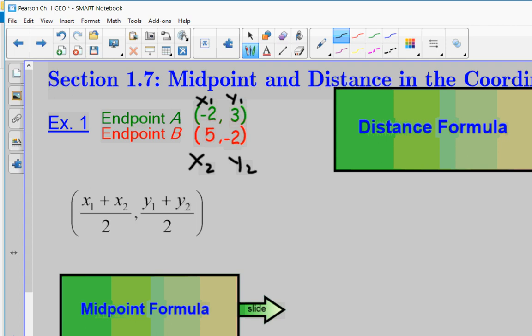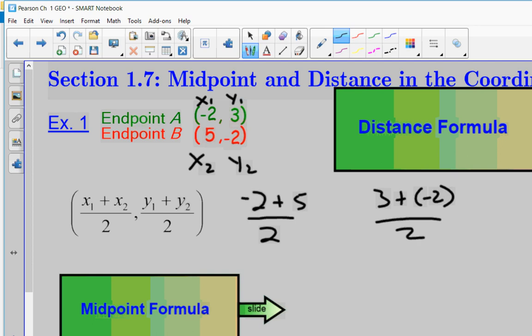So what I'm going to do is go ahead and substitute those into this formula. So I'm going to take A and B and substitute them. My X1 was -2. The formula tells me to add them together. And my X2 comes from the other point. The X2 was 5. Okay. And it's over 2. Okay. And let's do Y really quick and set that up. Y1 is 3. And Y2 is -2. I'm still adding it. So I get that. Okay.